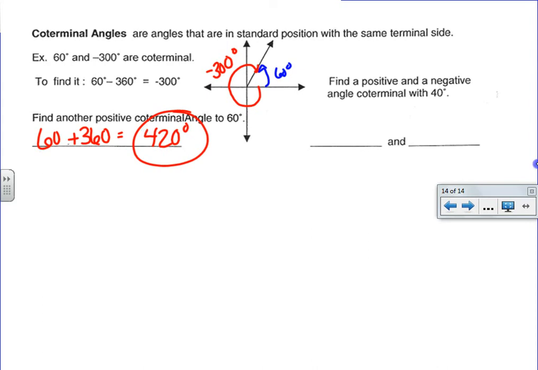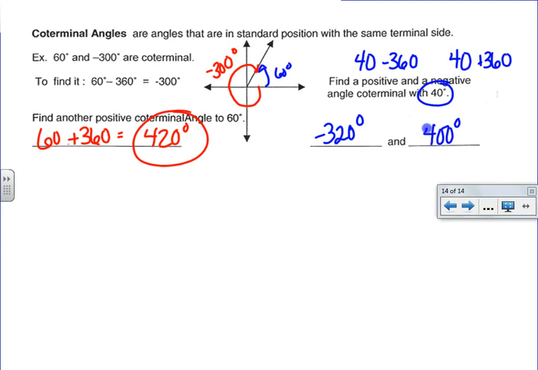If I look at the angle of 40 degrees, they want me to find a positive and a negative coterminal angle. So let's start with the negative. Instead of adding 360, if I want my answer to be negative, I'm going to have to subtract 360, and that's going to give me negative 320 degrees. And then if I start with 40 again, if I just go ahead and add one 360 group, that's going to bring me up to 400 degrees. There are many, many, many answers to that question. That's just one example for each, the positive and the negative coterminal angles for 40 degrees. You could keep adding groups of 360 or keep subtracting groups of 360. So when I ask you this on your homework, there's more than one right answer.